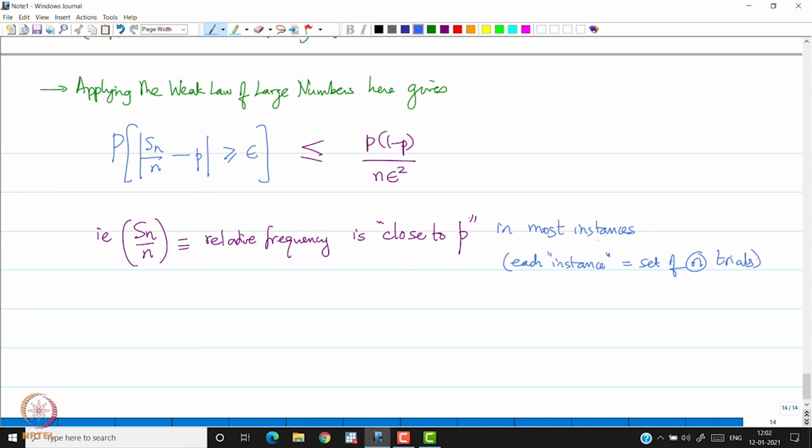So you consider different sets of n trials, and you look at this relative frequency on each set of n trials, and what this weak law is saying is that the relative frequency in most instances of these n trials is going to be close to p. That is what we expect from this probabilistic statement up here. And again we can put precise numbers based on the values of epsilon and n, and basically this gives us the theoretical justification for using the relative frequency Sn by n as an estimate of p.